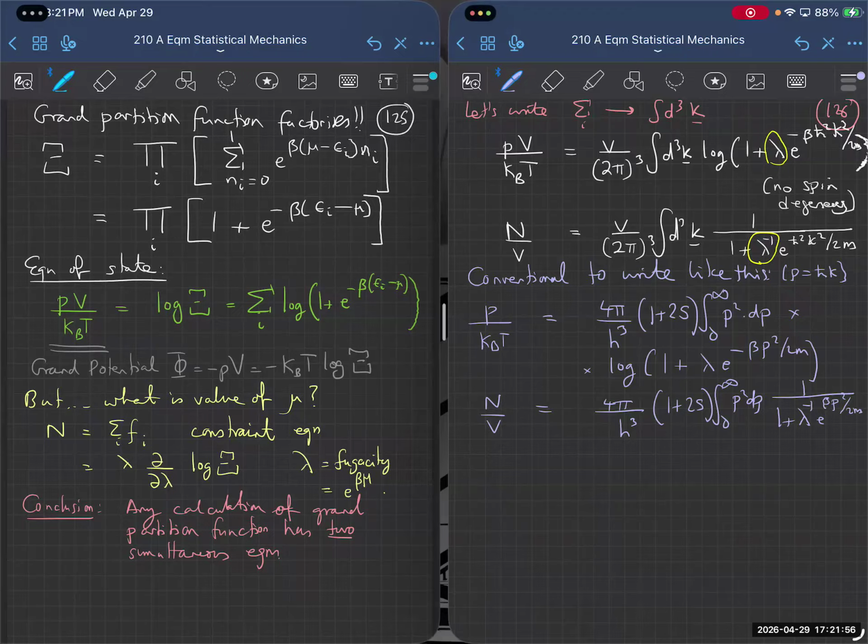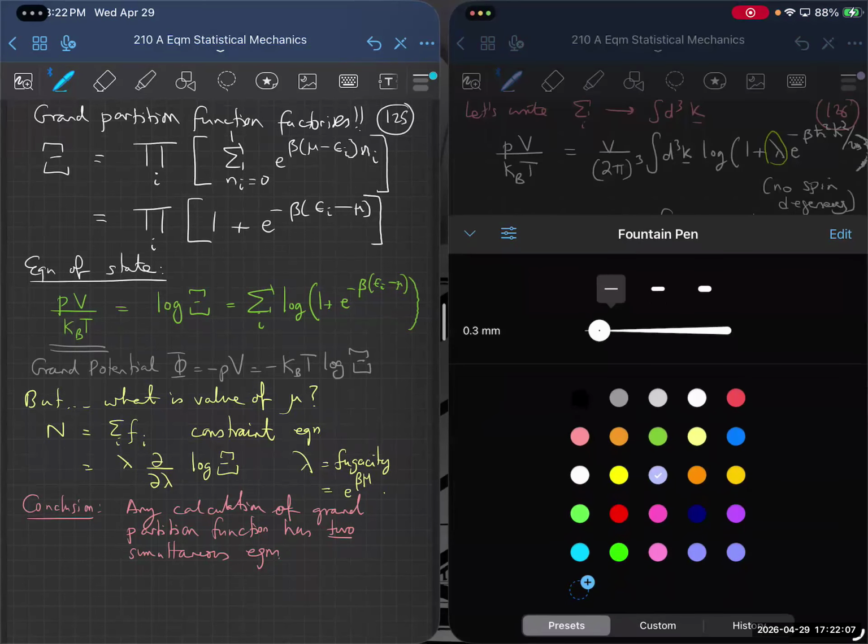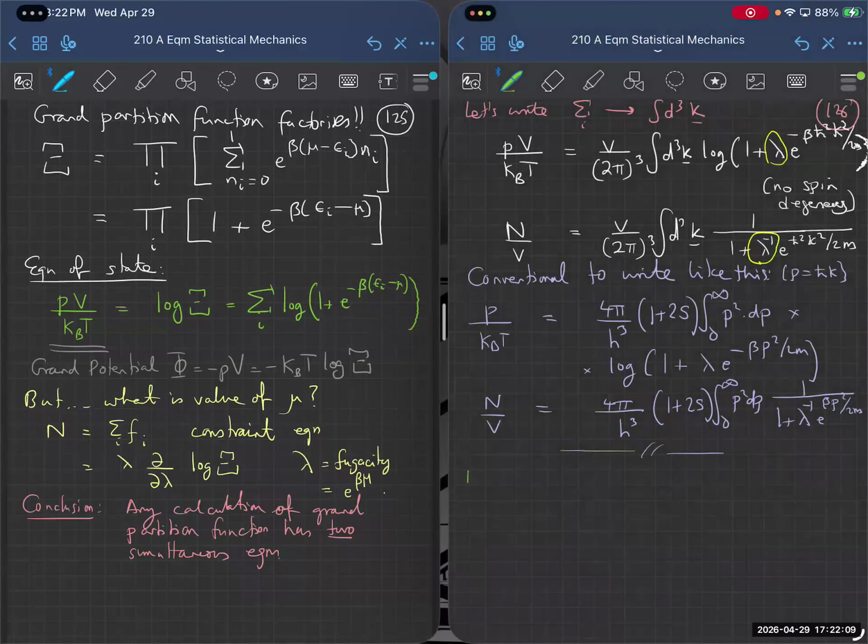All right, so I'm going to stop there. The next thing I'm going to do, next time we lecture, is look at the properties of these integrals.